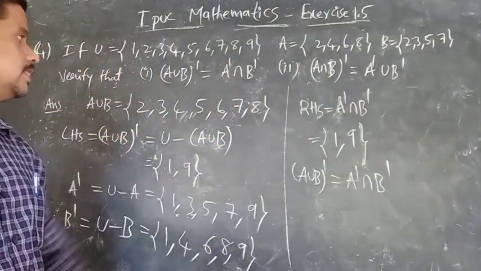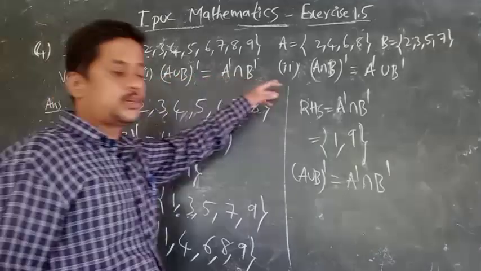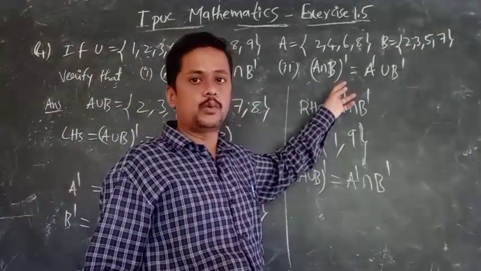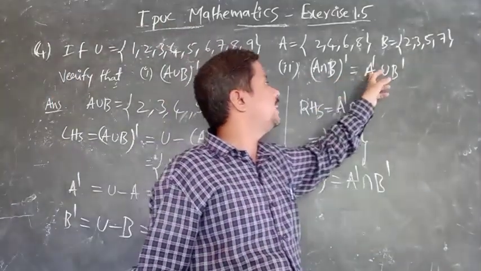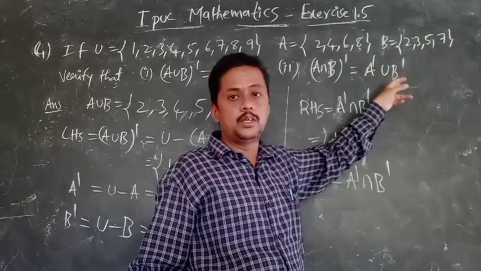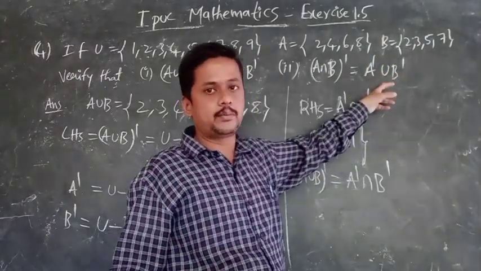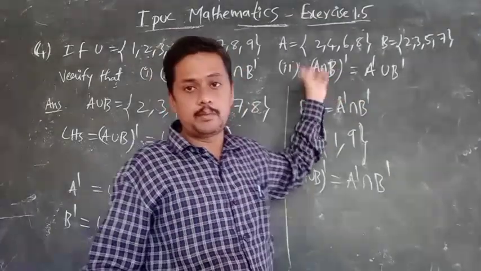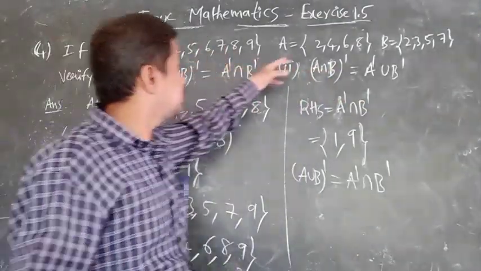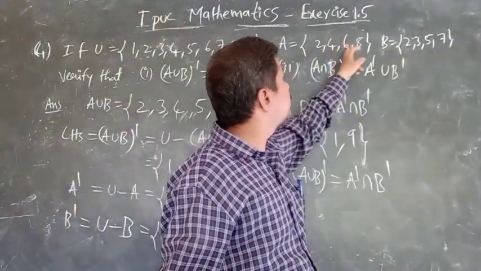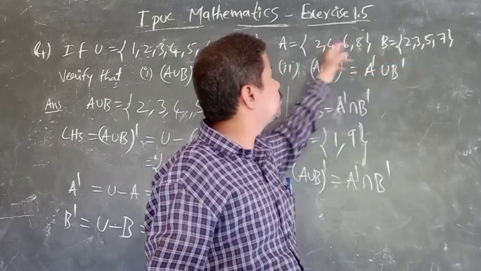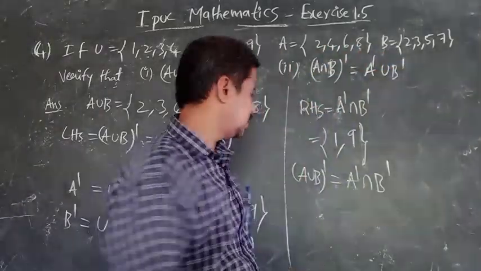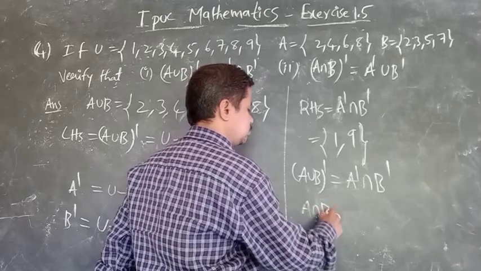Okay? So this is the first one. So my dear students, do this one as homework. I already calculated A intersection B. A intersection B means this one and this one: A is 2 4 6 8, B is 2 3 5 7. So A intersection B equals 2 only.